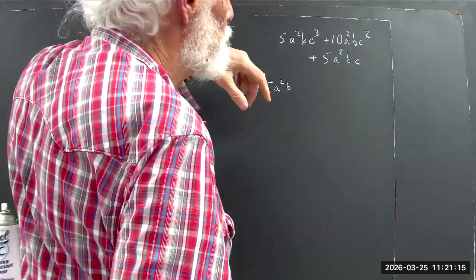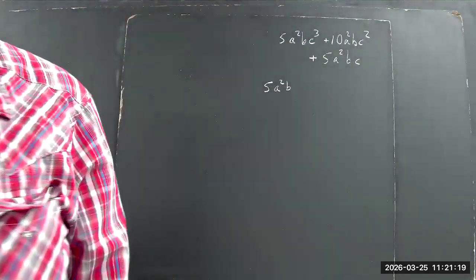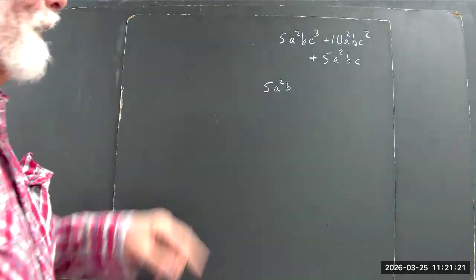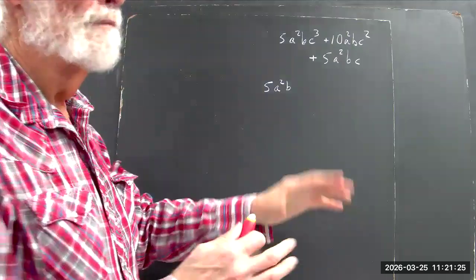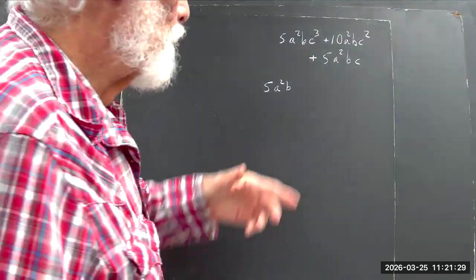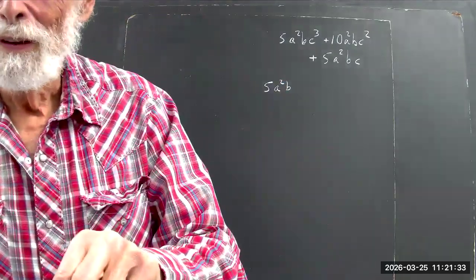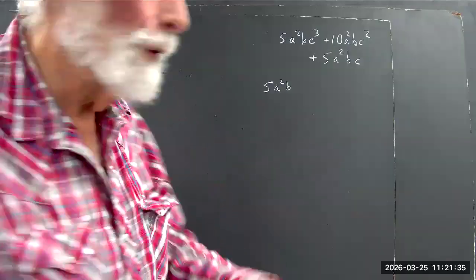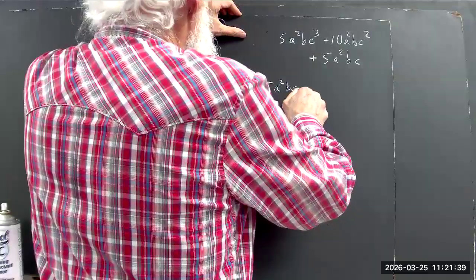Okay, but the other thing you can see is there's a c that's common to all three of them. And some people got 5a squared b. That was good. Continued to factor it, came out all right. But then we noticed that there was a c in each of the terms that you ended up with. So what we do is we factor out a c as well.